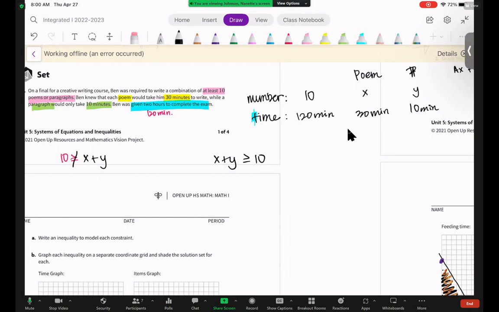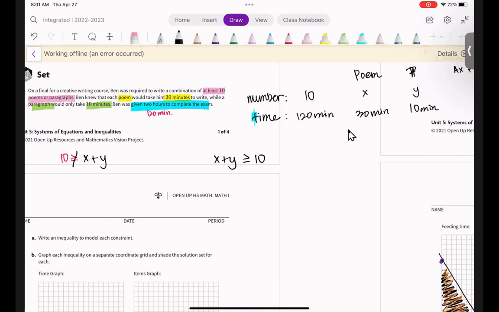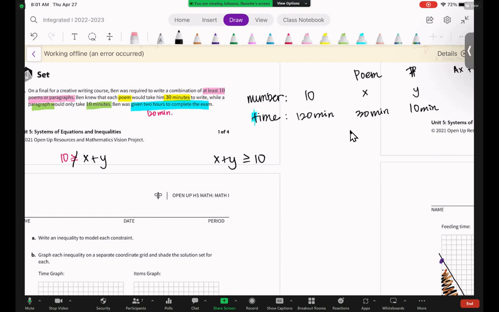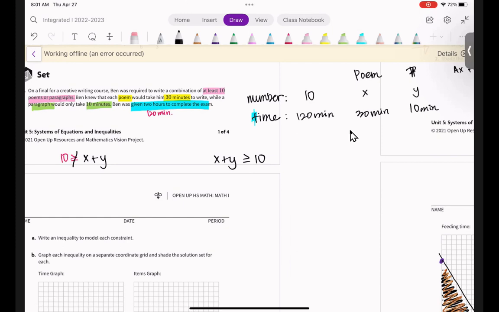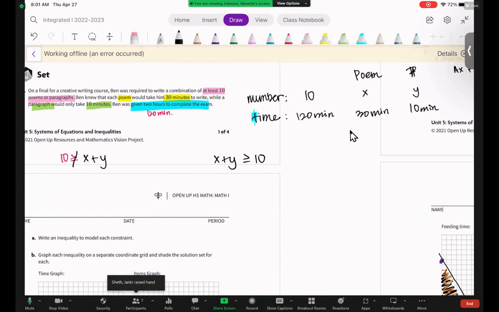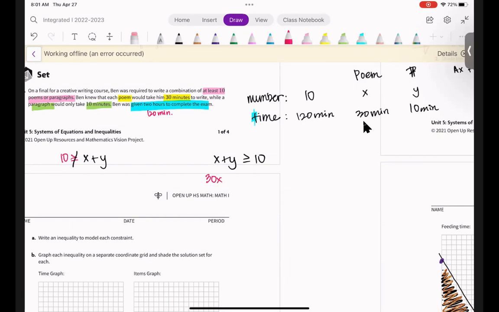Now, this one here, the second one for time, let's say I write one poem or two poems or three poems. How do you calculate how many minutes I'm spending? Yeah, go ahead. You multiply the values of that inequality by 1 or by 2, by 3, how many you want. Yes. So we're basically going to multiply 30 times x. So this is what one side is going to look like. It's going to look like 30x, right?